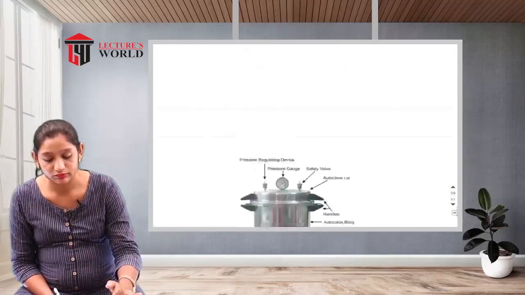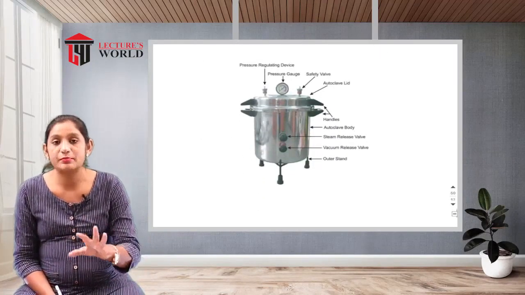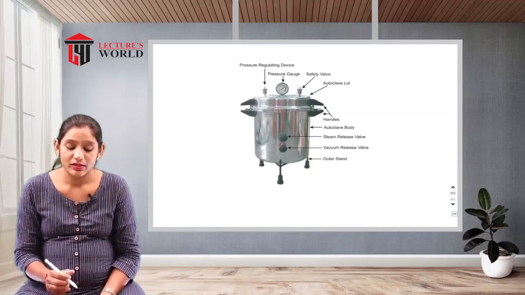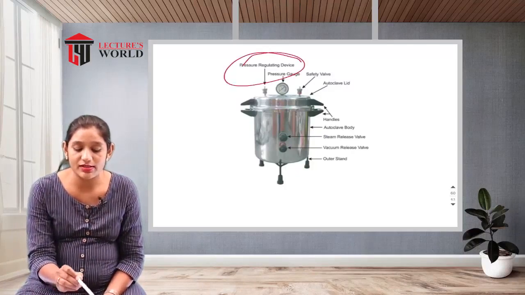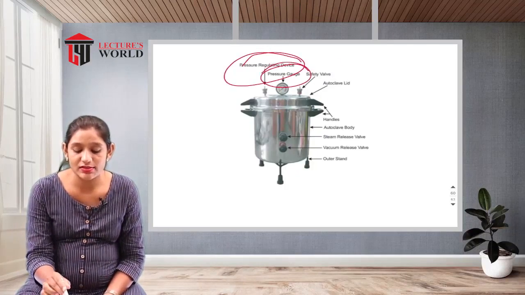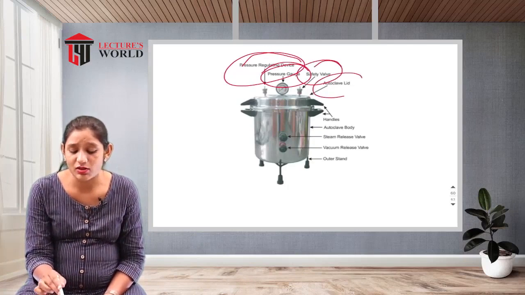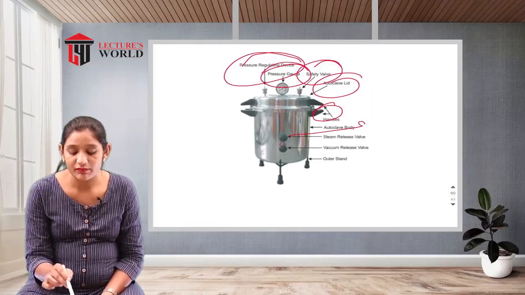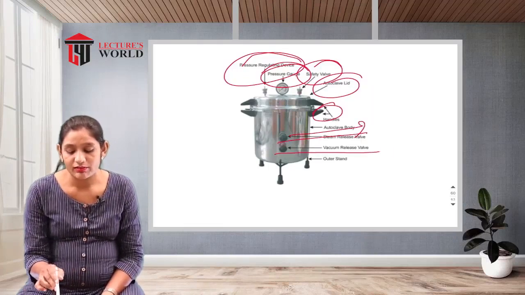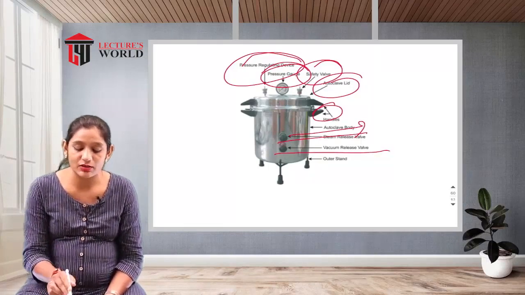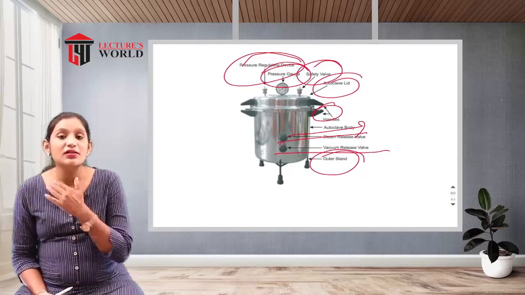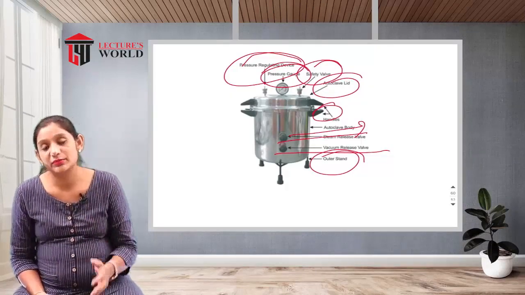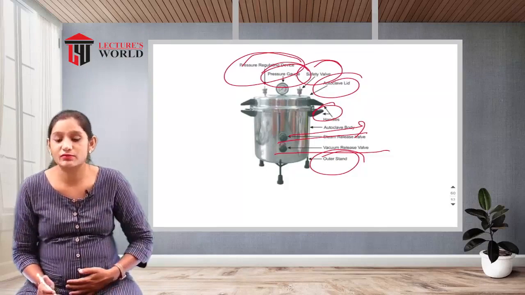Here I am taking a peek at the autoclave. This is the pressure regulating device. This is the pressure gauge. This is the safety valve. This is the autoclave lid. Here are the handles, body, steam, vacuum release and the outer stand. This is the overview of all the nomenclature of the autoclave and how it works.